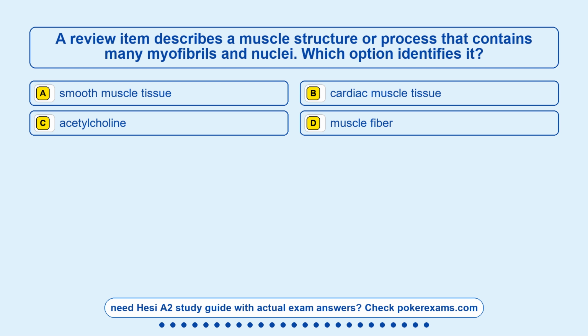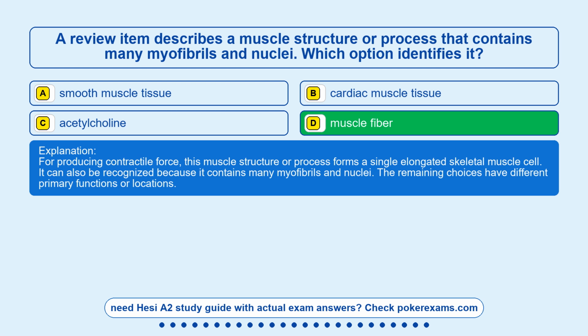Question 18. A review item describes a muscle structure or process that contains many myofibrils and nuclei. Which option identifies it? Option A, smooth muscle tissue. Option B, cardiac muscle tissue. Option C, acetylcholine. Option D, muscle fiber. The correct answer is option D, muscle fiber.